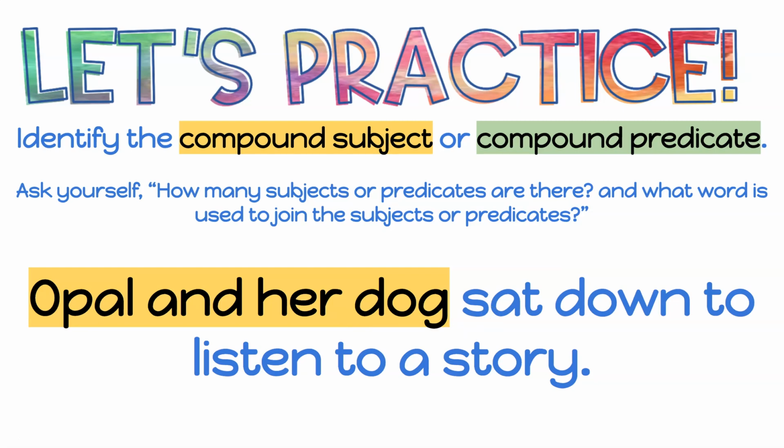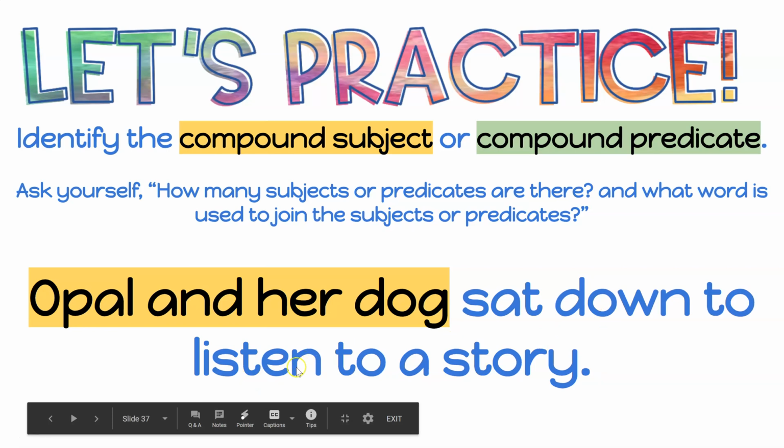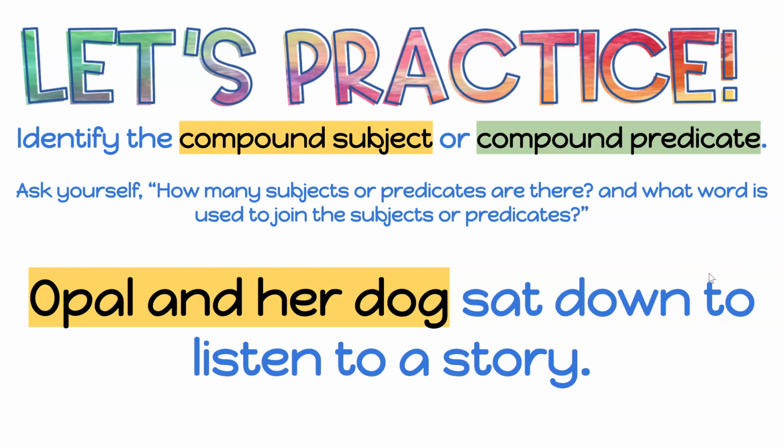I know that you might have wanted to say compound predicate because we see sat down as an action and listen as an action. They're both verbs. But sat down and listen is separated by the word to. It is not joined together by a coordinating conjunction such as and or.